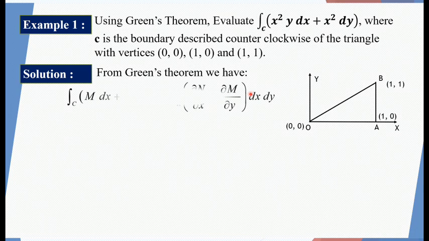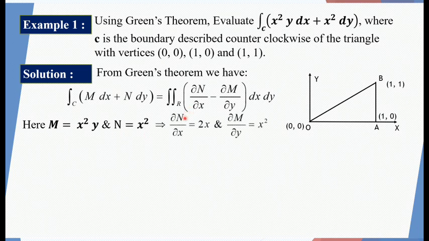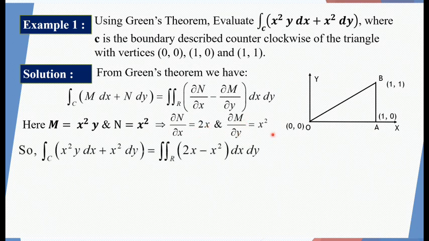So from Green's theorem we have the integral over C of M dx plus N dy equals the double integral over R of (del N over del x minus del M over del y) dx dy. When we compare this with the left hand side, we get capital M equals x square y and capital N equals x square. So del N over del x is equal to 2x and del M over del y is equal to x square. So on putting these in the right hand side, we get (2x minus x square) dx dy.